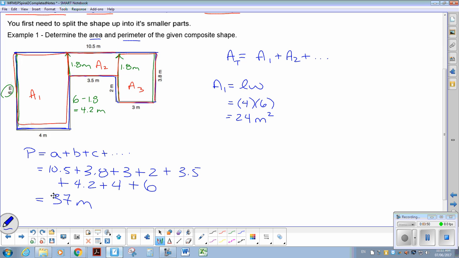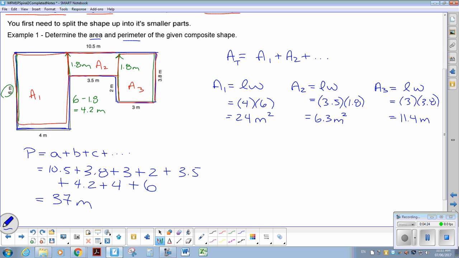So you got to make sure in your units. My second shape is also a rectangle, length times width. We know that it's 3.5, and we know the height, we found that out, is 1.8. So that was done for us when we did perimeter, and when we do that multiplication, we get 6.3 meters squared. And my final area, again, another rectangle, so it's length times width. So we have 3 times 3.8. And when we plug that into the calculator, we get 11.4 meters squared. So now I can go back to my area total formula.